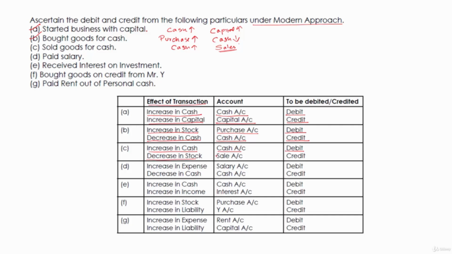Decrease in stock, account affected is sales. And here again it's a real account, right? Debit what comes in, credit what goes out. Goods are going out in the name of sales, so we'll credit sales.